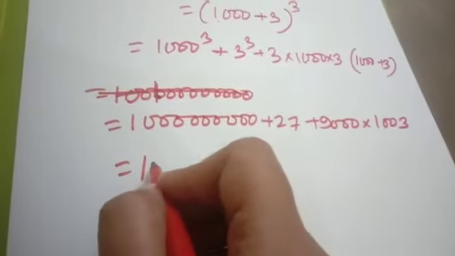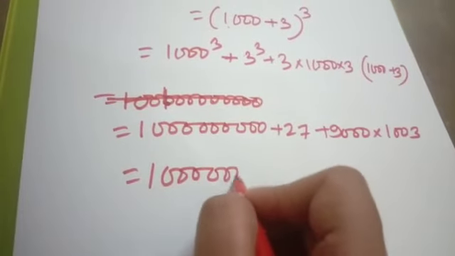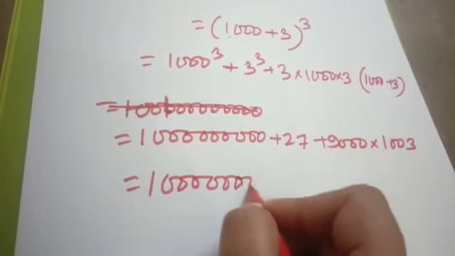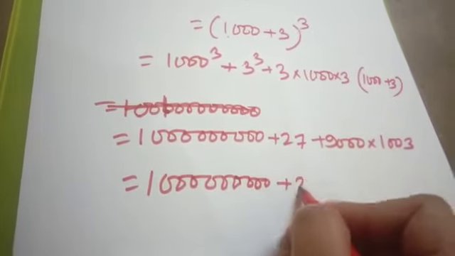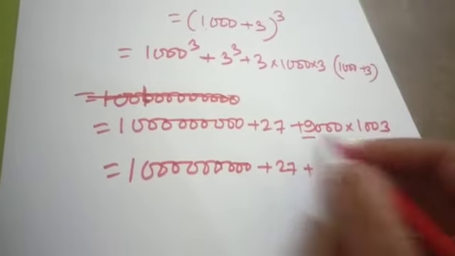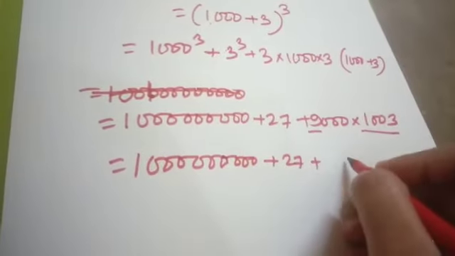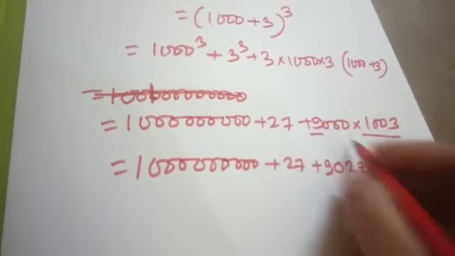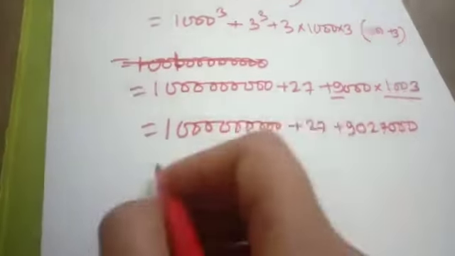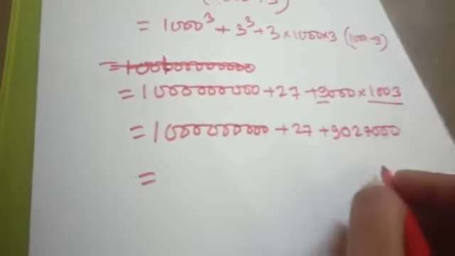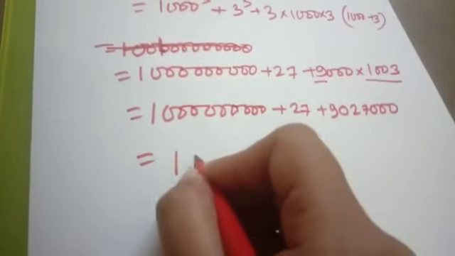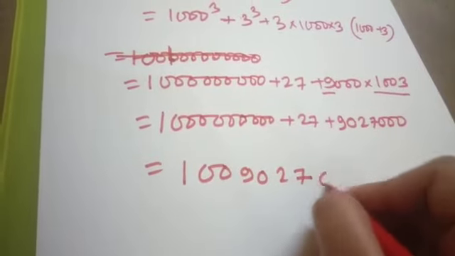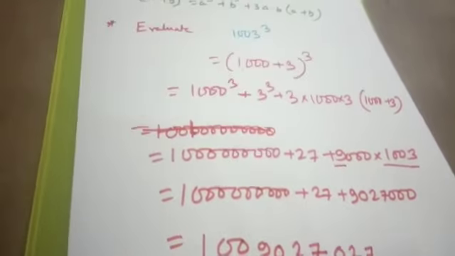Equal to 1 followed by 9 zeros, plus 27, plus 9000 into 1003 equals 27, 0, 9 and 3 zeros. If we add the 3 numbers, then we get 1,009,027,027, and this is the answer.